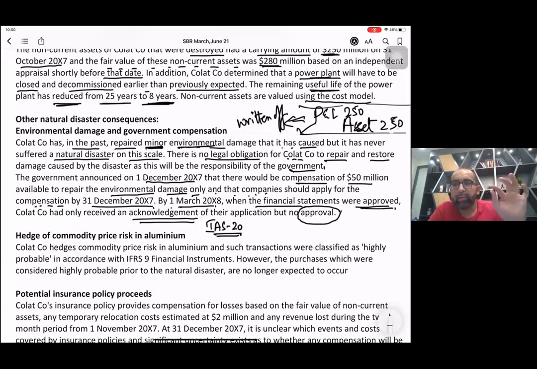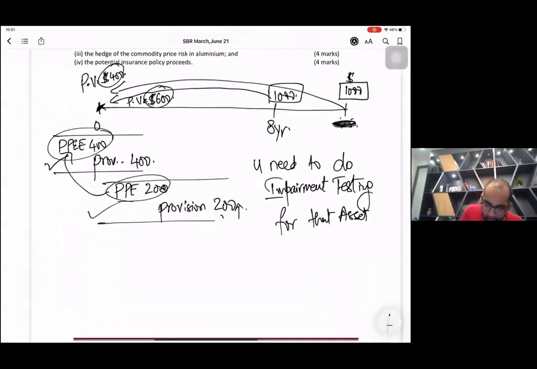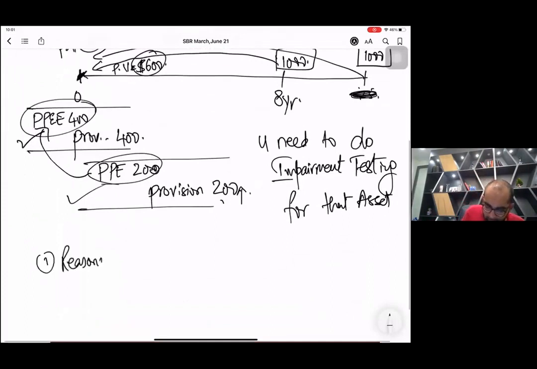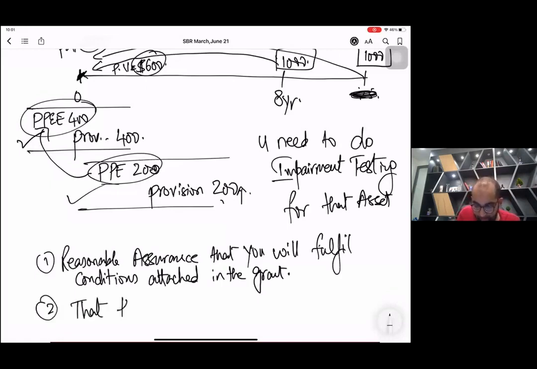Number one, when you have reasonable assurance that you will fulfill the conditions attached in the grant. Okay, and number 2, that the grant will be received. Will.